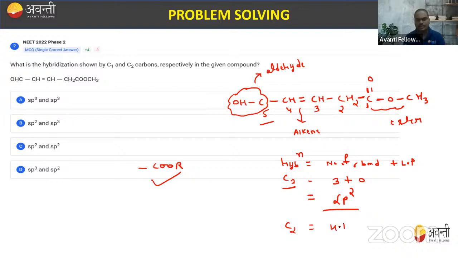So that is 4 plus 0. So the hybridization will be sp3. So what is the hybridization for C1 and C2? That is sp2 and sp3. So which option is correct? Option B. So I hope everyone got it. Option B is correct.